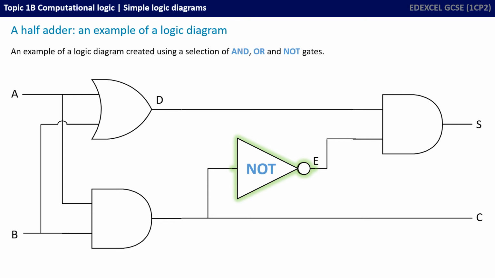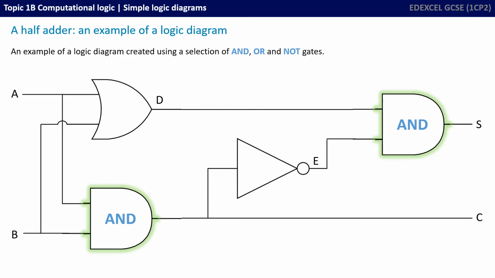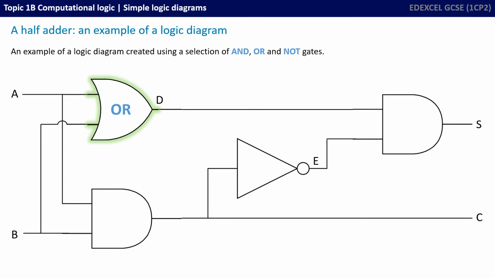There's a NOT gate. There's two examples of an AND gate. And there's an OR gate. Let's explore what happens to the signal entering and leaving each of these gates to better understand how they work.